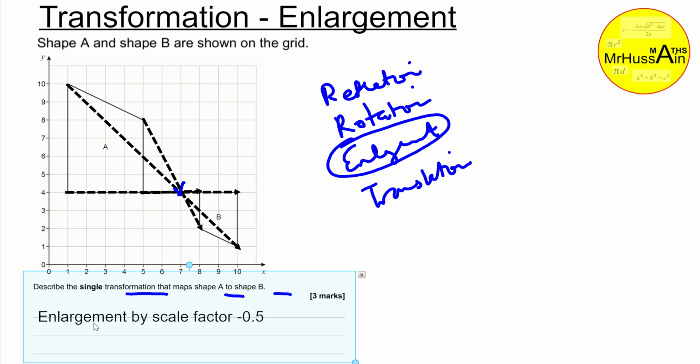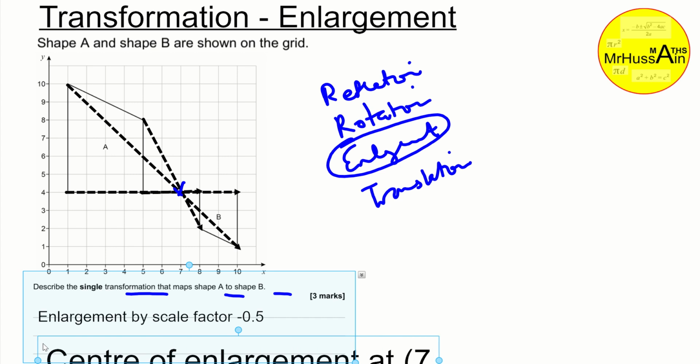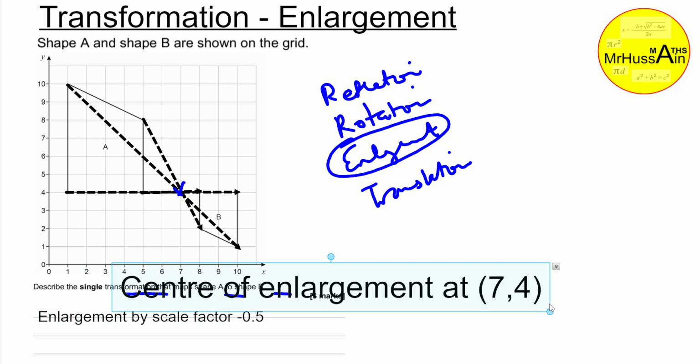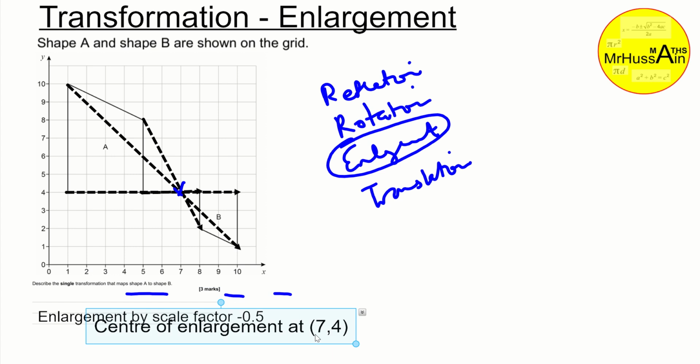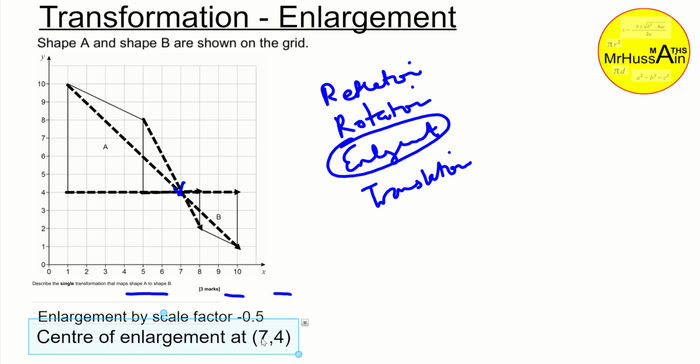And you would write center of enlargement at 7, 4. So 3 marks, 3 pieces of information. Enlargement, 1 mark; scale factor minus a half; center of enlargement, the coordinates for that where all the lines meet. Okay, thank you.